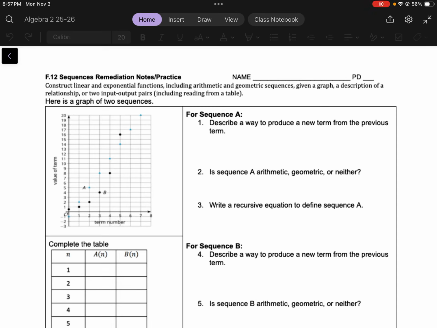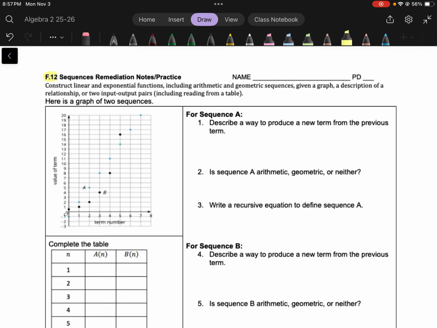Alright guys, this is the video for the F.12 remediation. So if you need to retake this, you should be watching this video. Make sure you look at that test. And again, you're looking at F.12 on the sequences test.